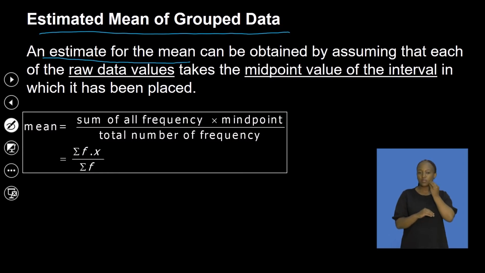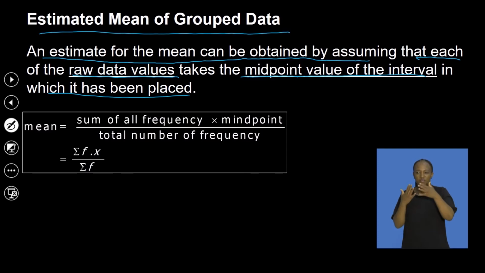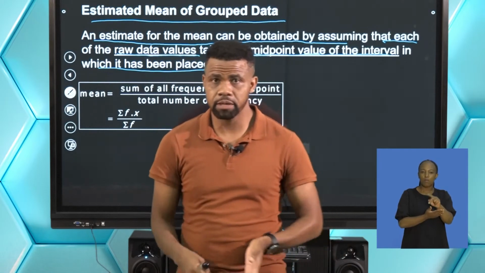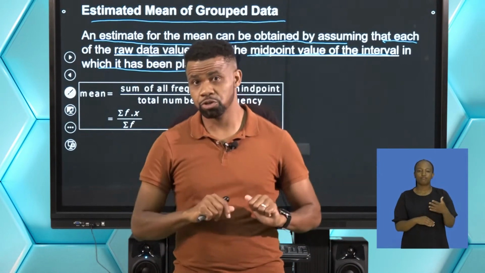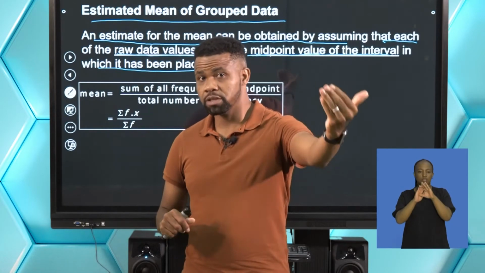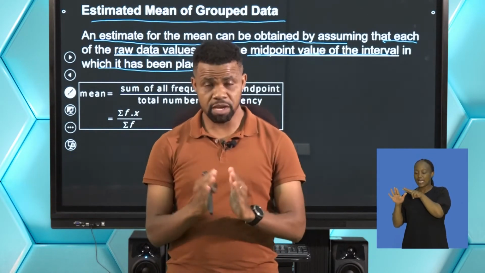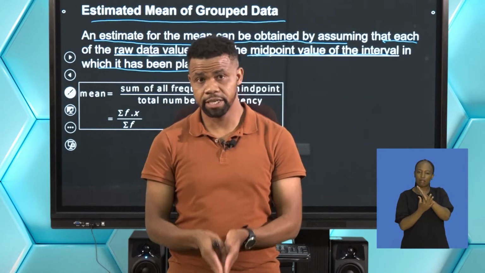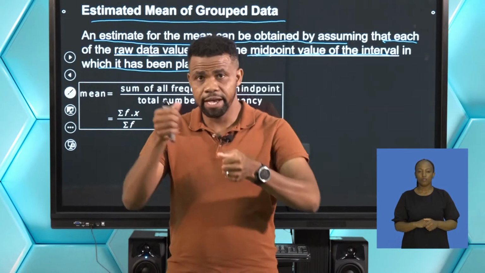An estimated mean can be obtained by assuming that each of the raw data values takes the midpoint value of the interval in which it has been placed. The midpoint means halfway. Are we together? Interval, let's go back to COVID, the pandemic. Let's say people aged between 80 and 90, that's an interval. The midpoint between 80 and 90 is 80 plus 90 divided by 2, which is halfway, which is actually 85. So we're going to look at interval and midpoint.